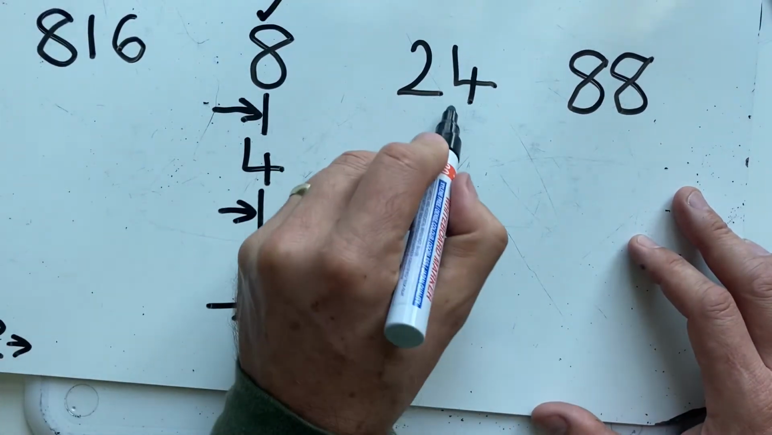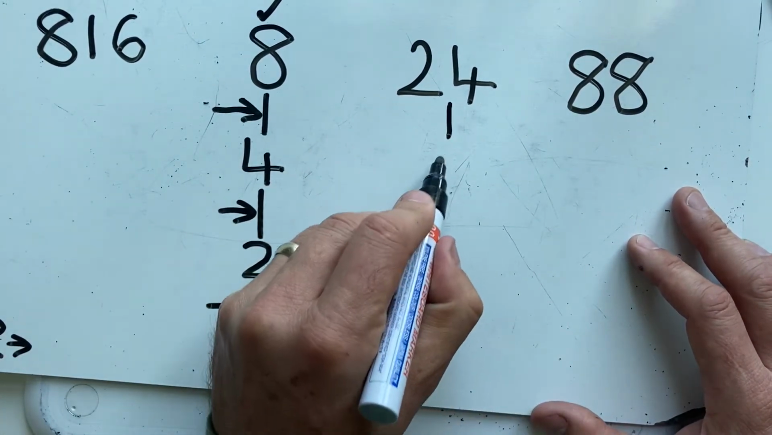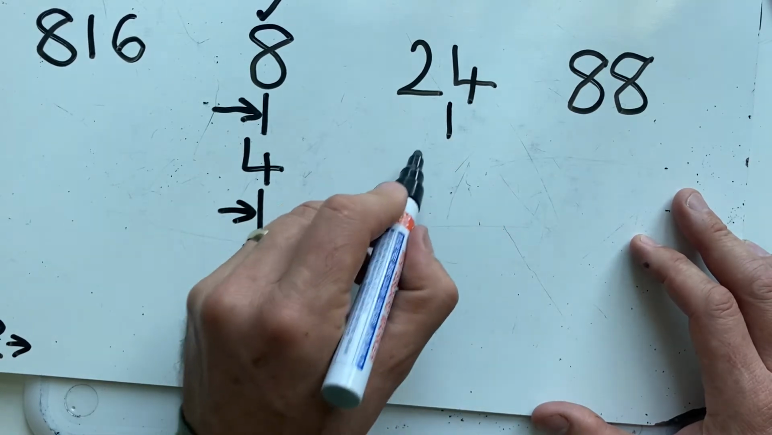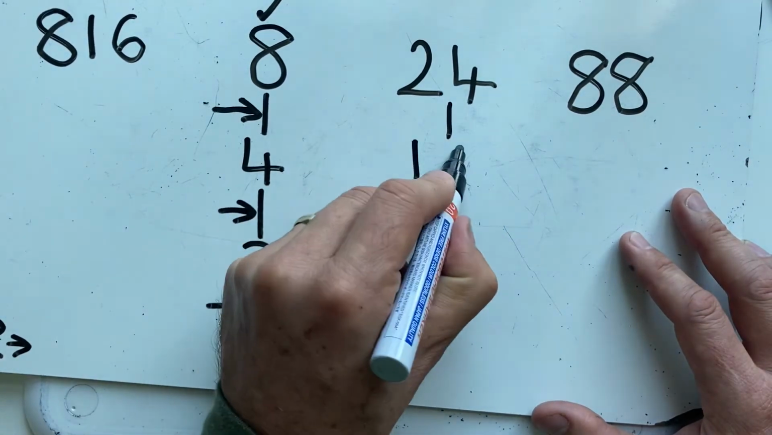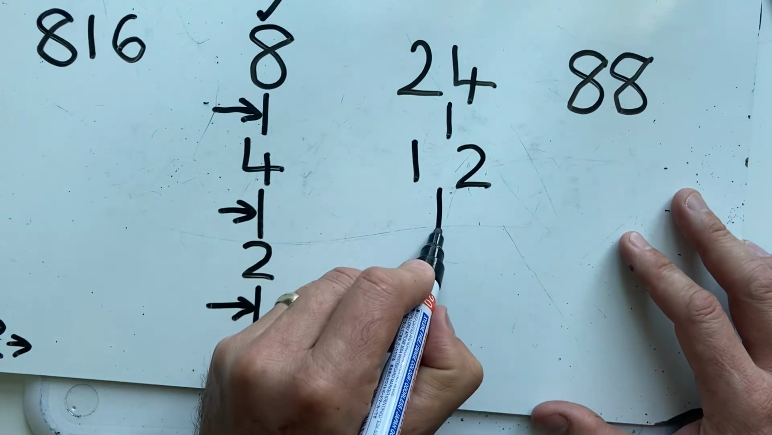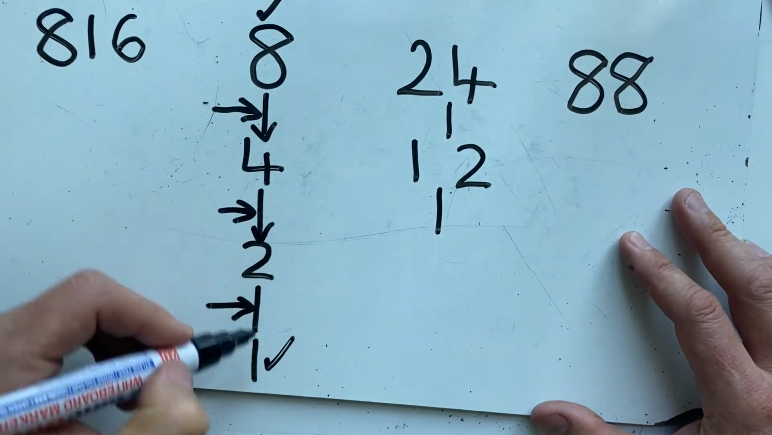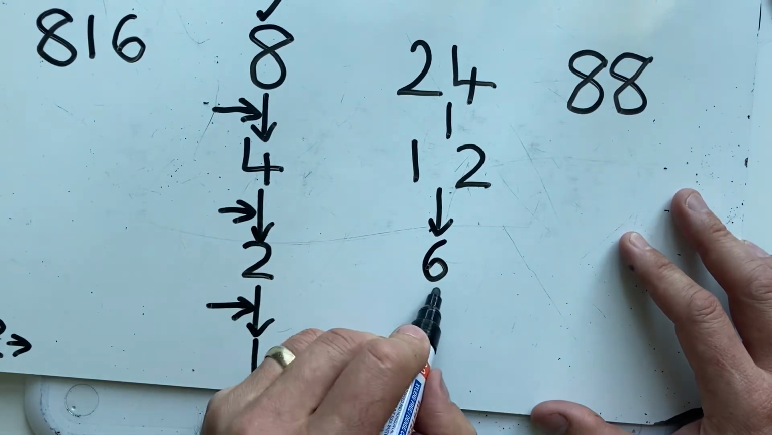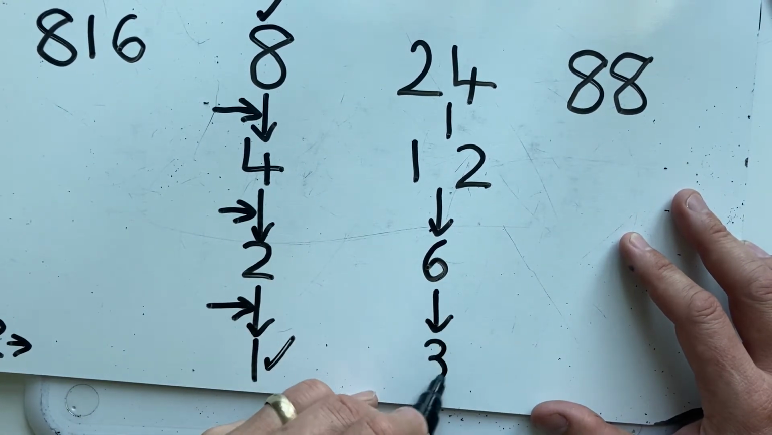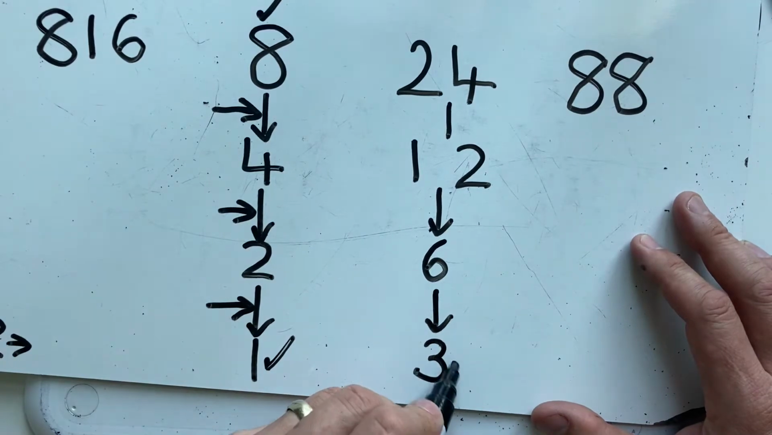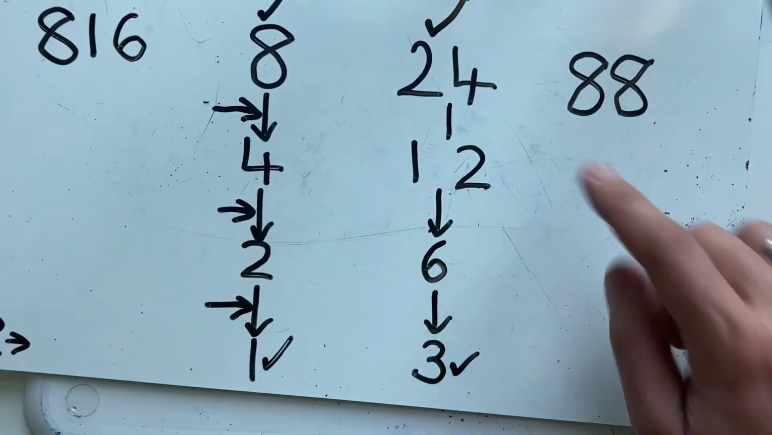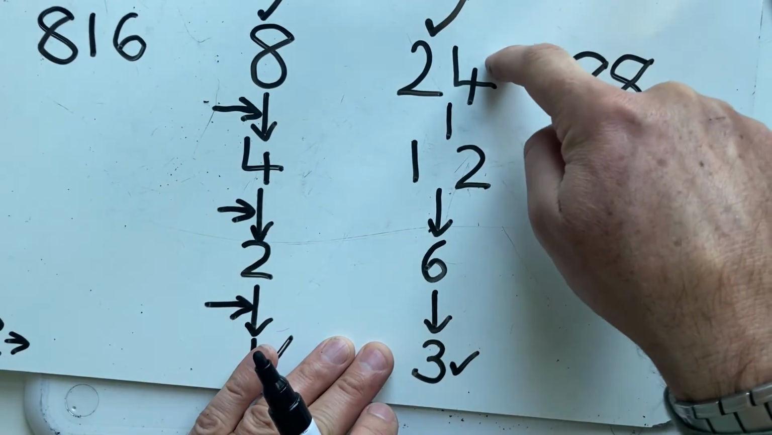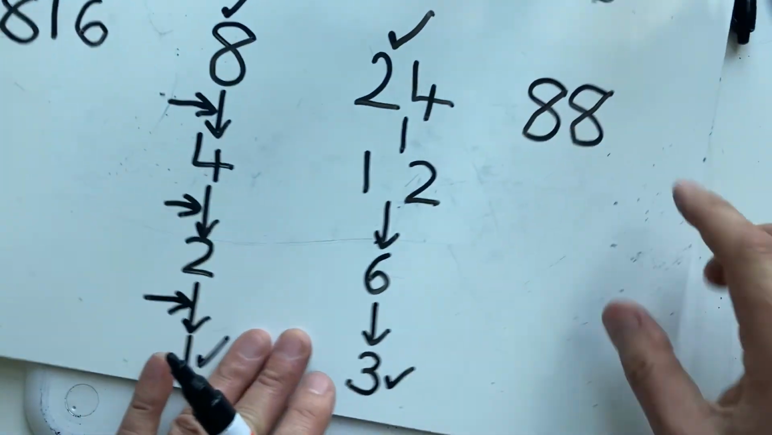Let's try that over here. So I halve it once, half of 24, half of 20 is 10, half of 4 is 2, 10 plus 2 is 12. Half of 12 is 6, half of 6 is 3. Is that a whole number? Yes. So this one must be a multiple of 8. This one must be divisible by 8 or a multiple of 8.